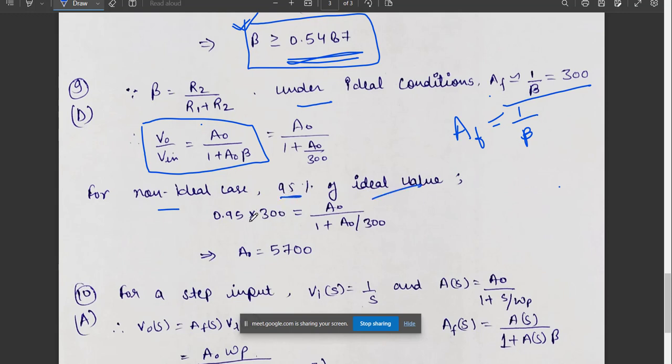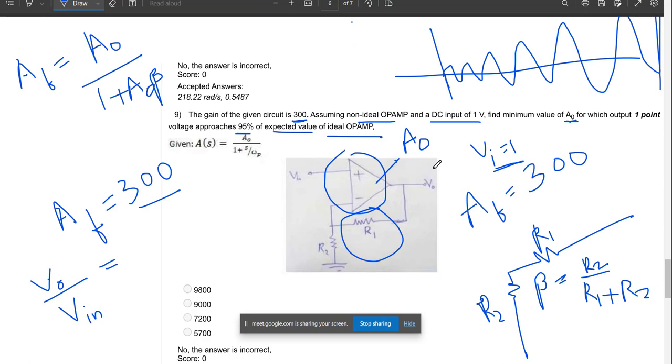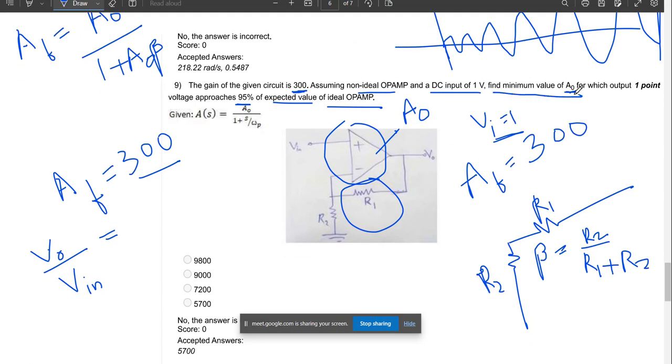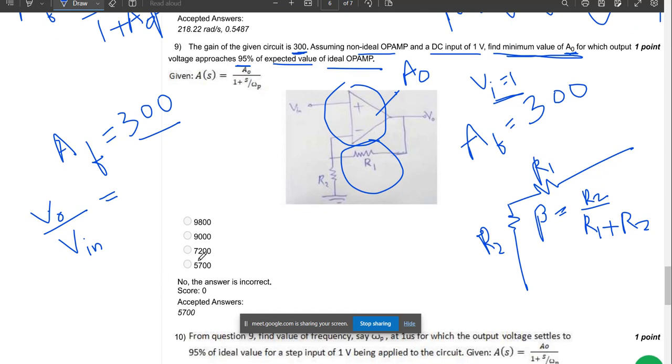Now for the non-ideal condition, if the ideal value becomes 95% of its original value, that means 0.95 into 300. This is the original value of the ideal op-amp gain, and 95% of this will be 0.95 into 300. We put this value here, equate it, and we get A0 equal to 5700. So the minimum value of A0, which is the gain of this non-ideal op-amp, will be equal to 5700. Any doubt here?